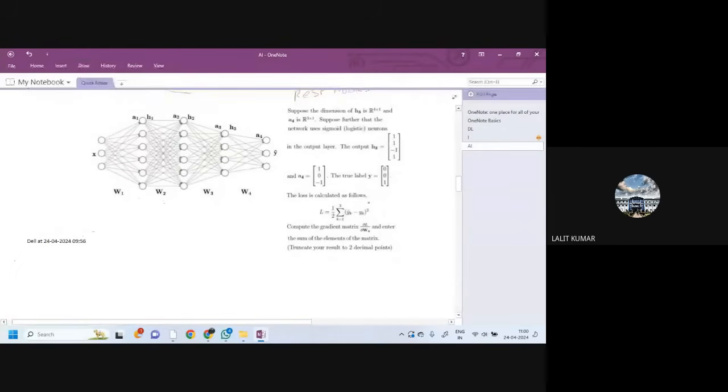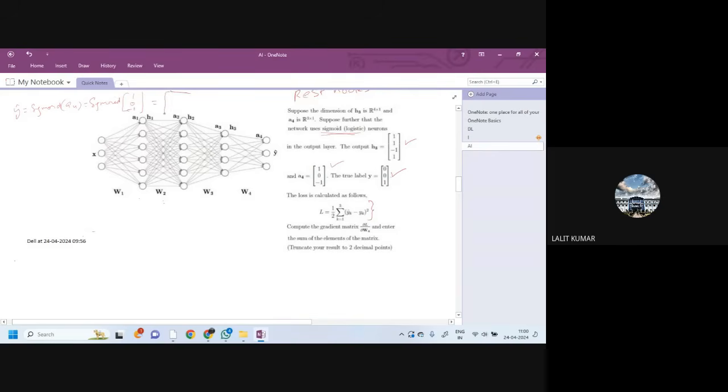This is the loss function. Output is using sigmoid. Actual y is this. H3 is this. A4 is this. Y hat will become sigmoid of A4, which is equal to sigmoid of 1 0 minus 1.